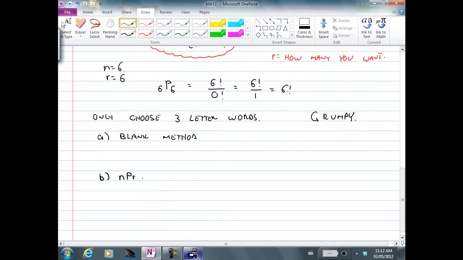Guys, gals, have fun. In this question, I'm only looking for 3-letter words, not 6 anymore. So we have 3 blanks. 1, 2, 3. Robert, what goes in each one of them? Okay, so we have 3 blanks. How many choices do you have for the first blank?